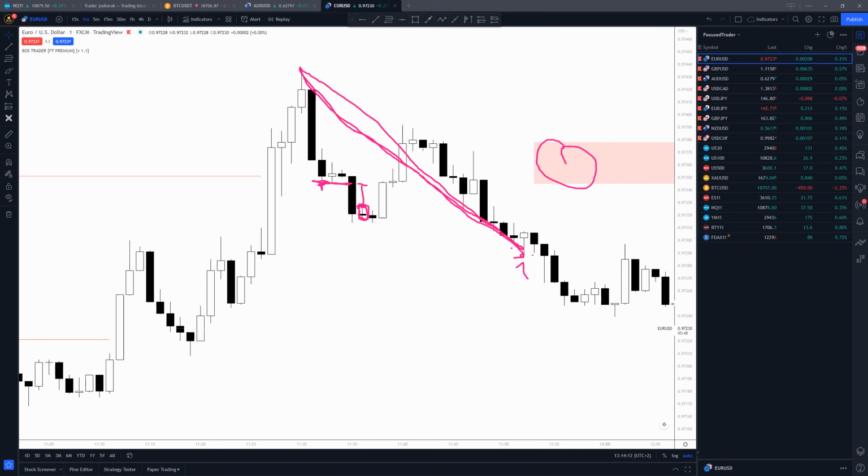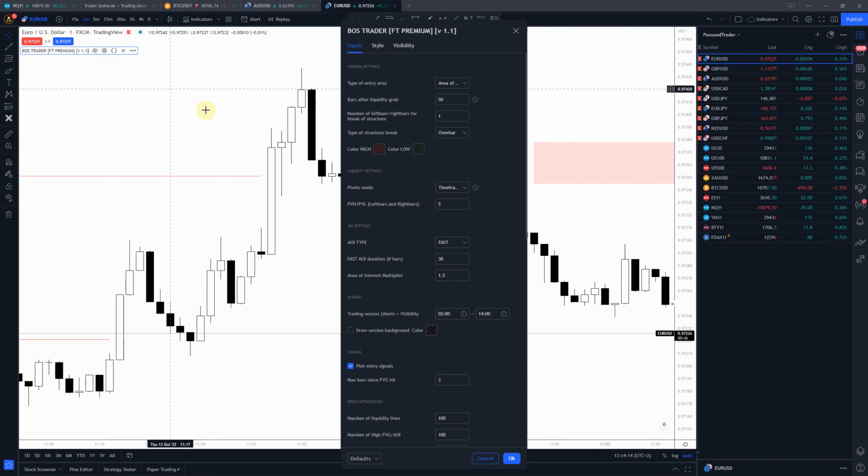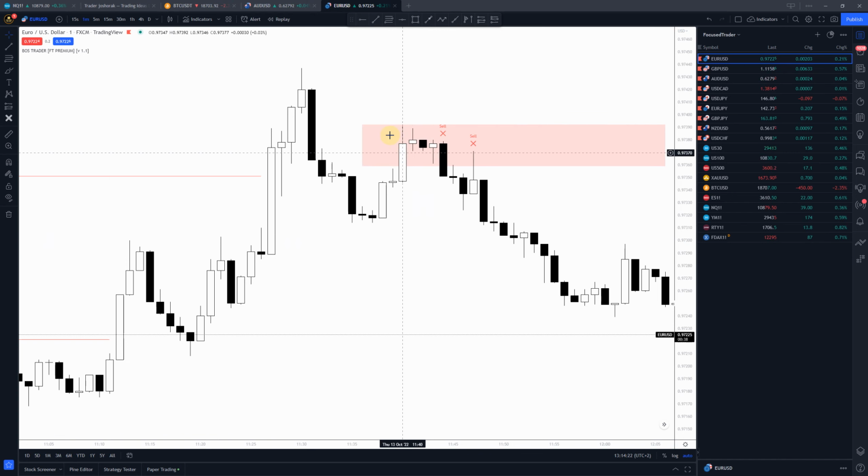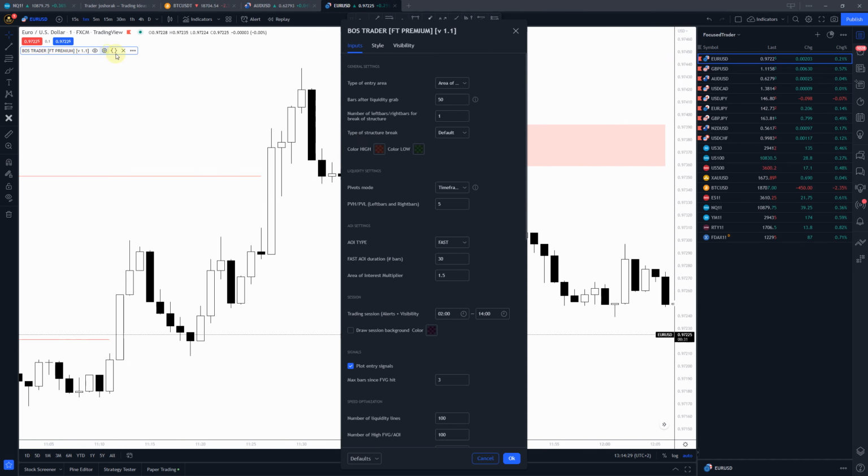Okay. But my default settings, I have set it to default, and I will recommend you to use it because you will get the most precise entry thanks to that. Okay, so these are the types of breaking structure, and obviously you have also color settings here.